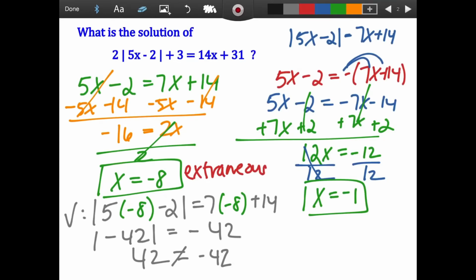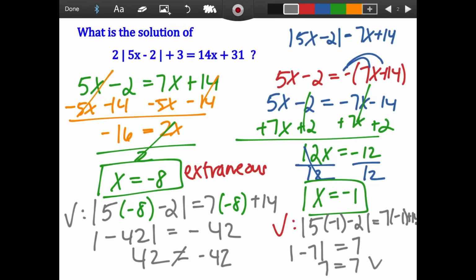So now let's check for -1. When we plug -1 in, we have the absolute value of 5 times -1 minus 2 is equal to 7 times -1 plus 14. 5 times -1 is -5, minus 2 is -7. Absolute value of -7 is equal to 7 times -1 is -7 plus 14 is +7. Absolute value of -7 is 7, which is equal to 7, so this solution checks out. So the only solution that works for this absolute value equation is x is equal to -1. So that's our last example for absolute value equations.